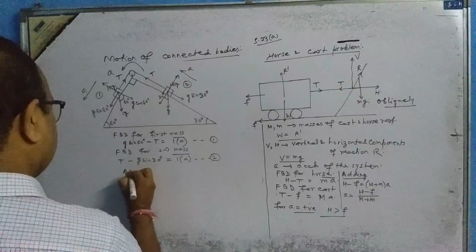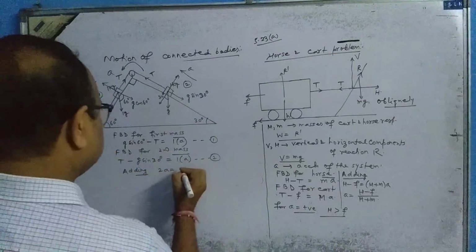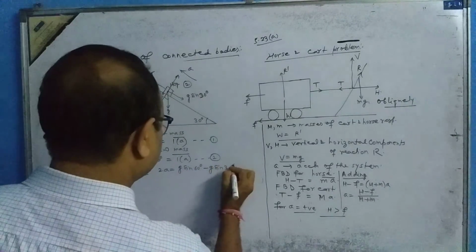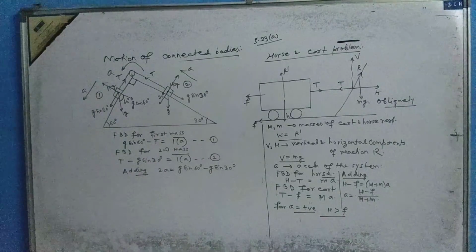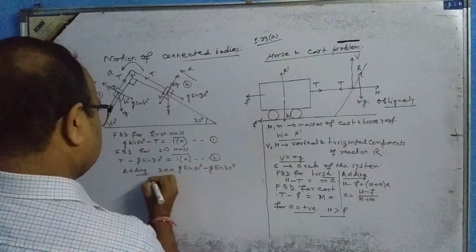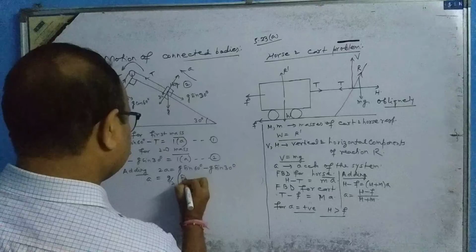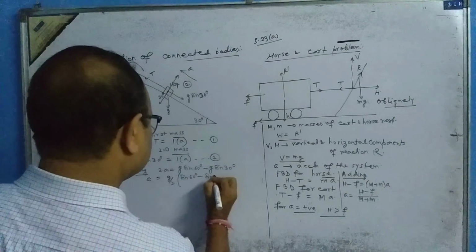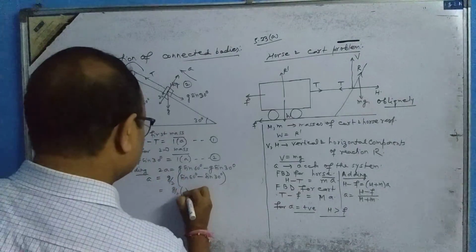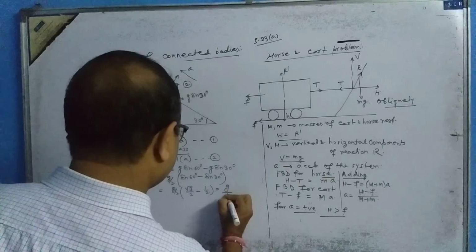Now adding, what we shall get? We shall get 2a is equal to g sin 60 degree minus g sin 30 degree. So a is equal to g by 2, taking common, sin 60 degree minus sin 30 degree. Here it is root 3 by 2 minus 1 by 2. So how much will this be? g by 4.